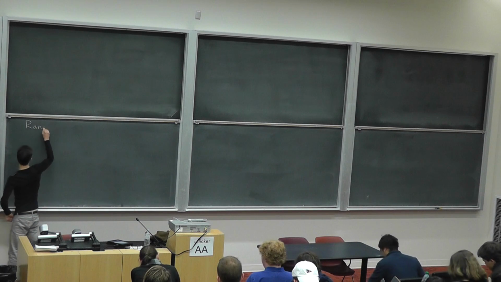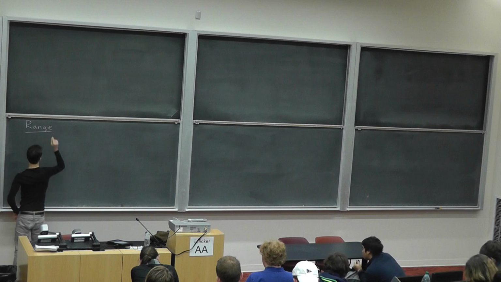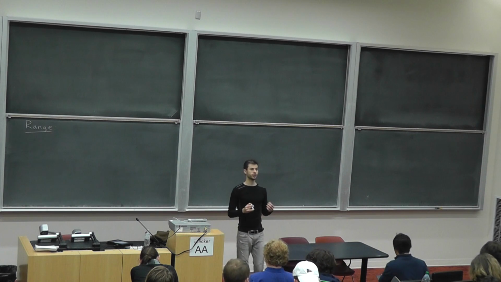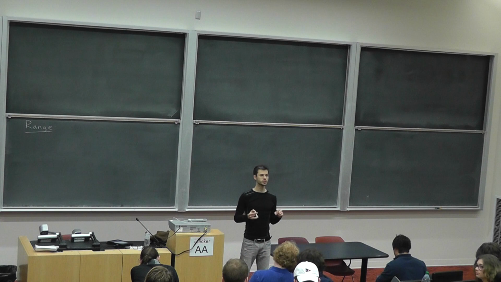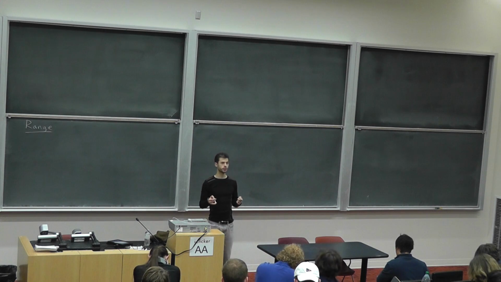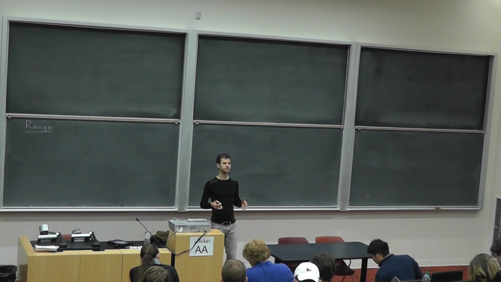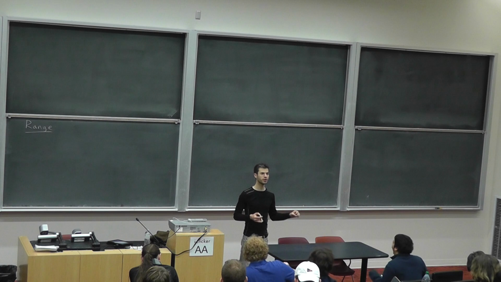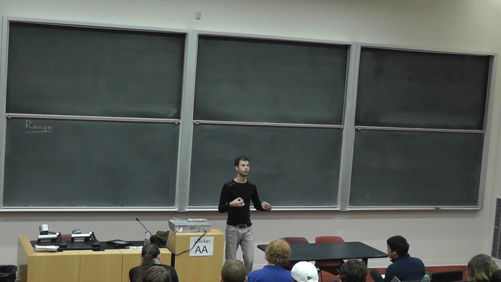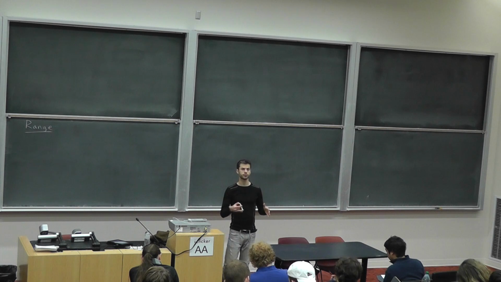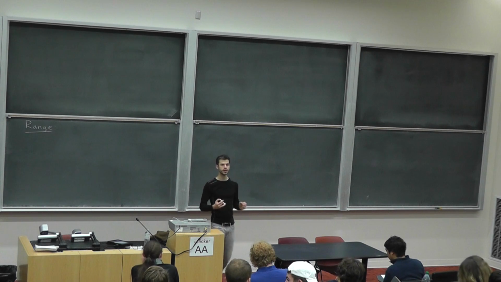Range. If you recall, the domain of a function was the set of all possible inputs to the function. For example, if your function is something like 1 over x, then you can take any number which is not 0 and plug it into this function. Compute what is 1 over x. And the set of all numbers except for the number 0 was called the domain.